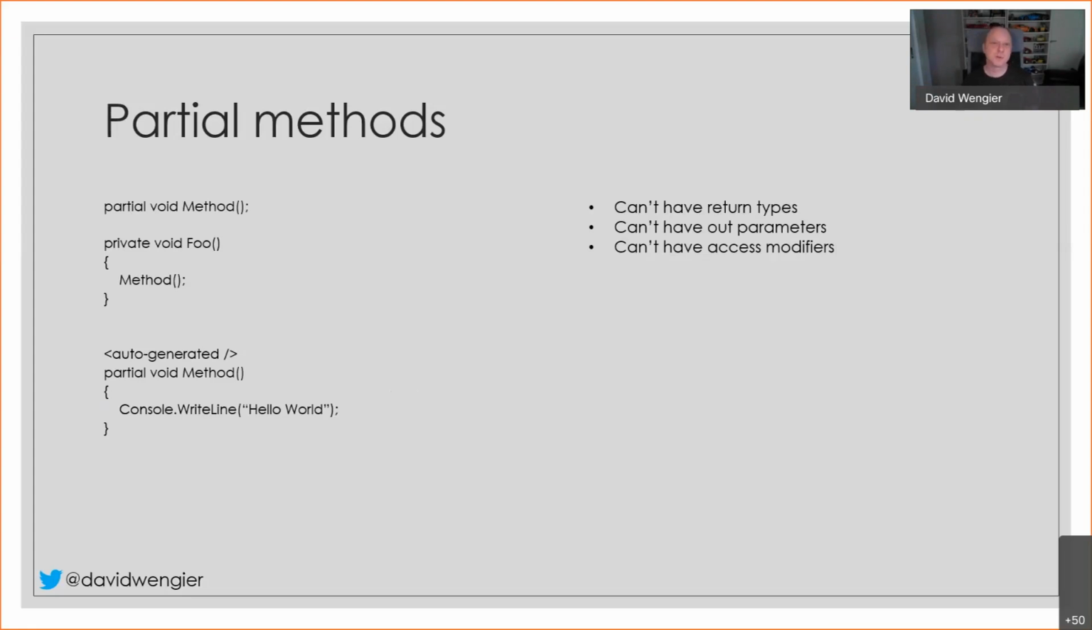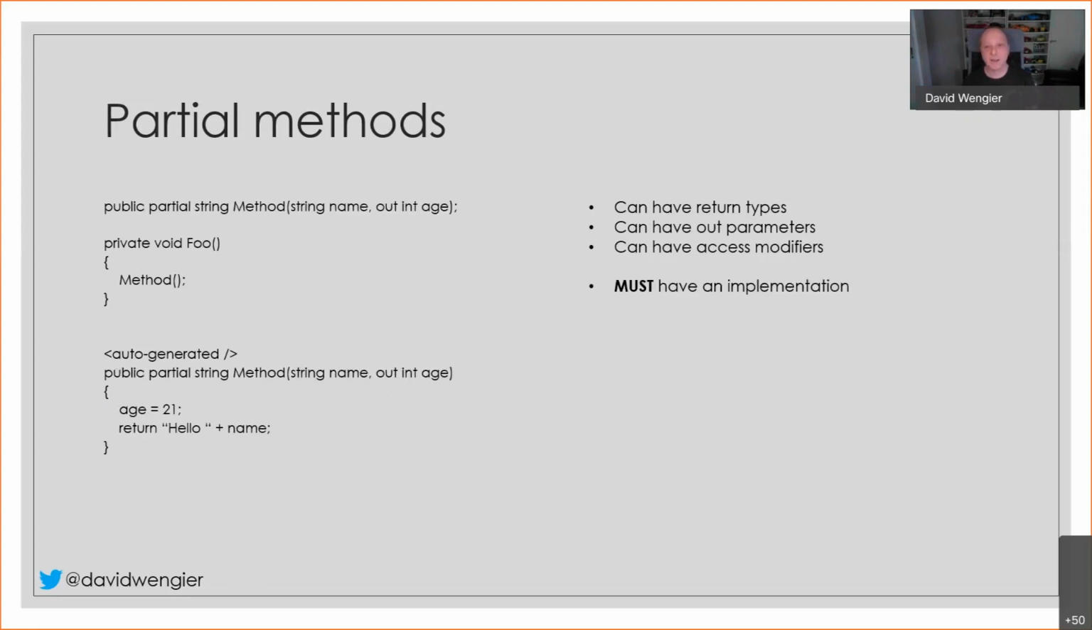But to make these more useful for source generators, in C# 9 basically all of those rules have been flipped on their head. So they can have return types now. They can have out parameters. They can have access modifiers. But if you have any one of those things, then you have to provide an implementation. So basically, you can now make them real methods, but if you want them to be real, they have to exist, essentially. They're not optional anymore.